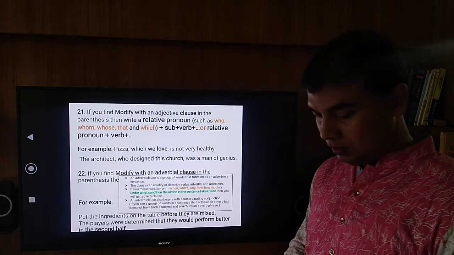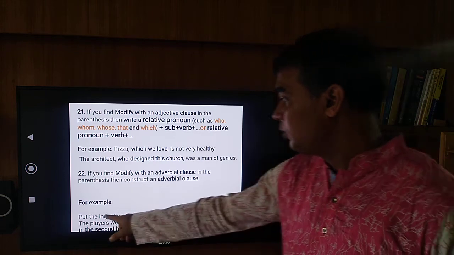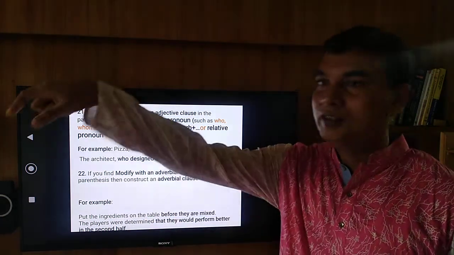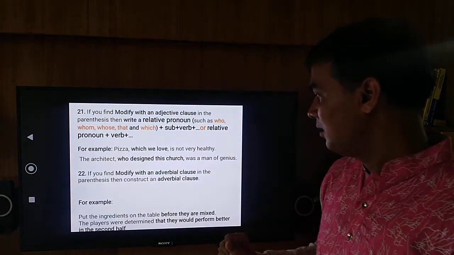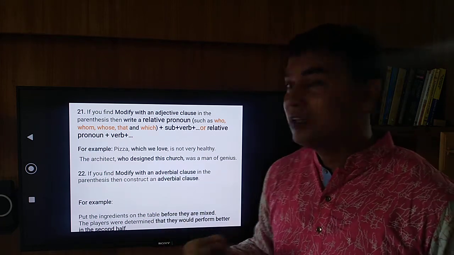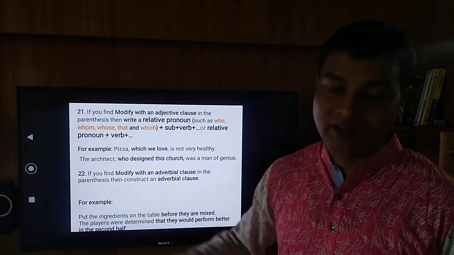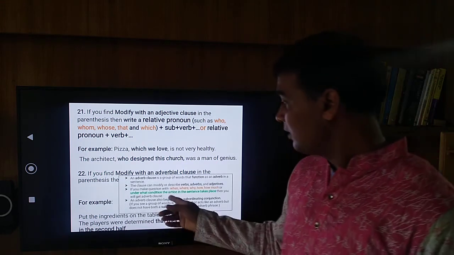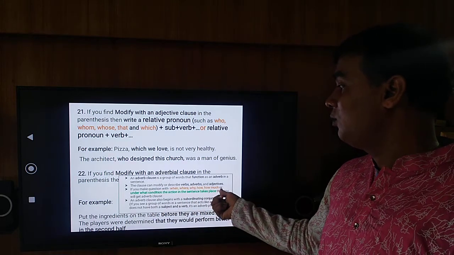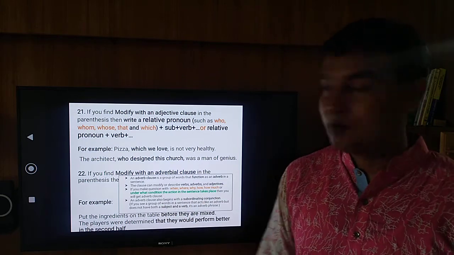For example, you see, before, then put the ingredients on the table. Where to put the ingredients? On the table. So it indicates a place. The players were determined. What did the players determine? They determined that they would perform better in the second half. So we can see that we can make a question with when, where, why, how much, or under what condition the action takes place. Then you will get an adverb clause.